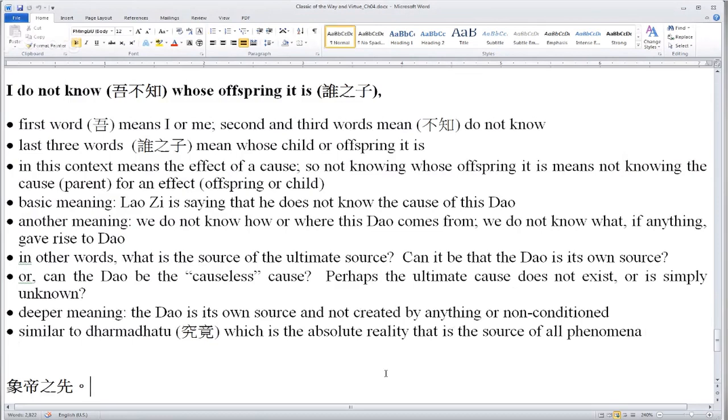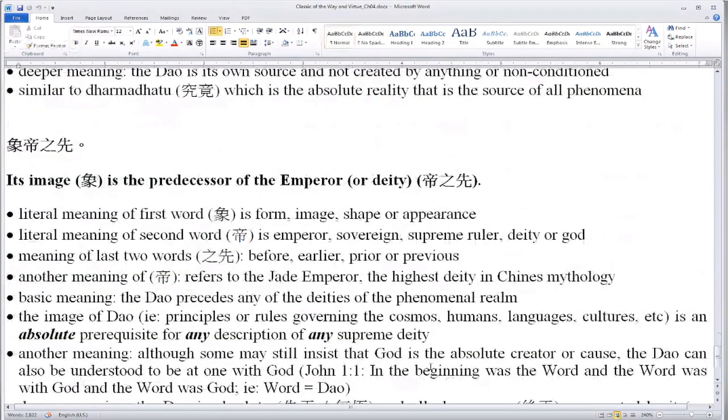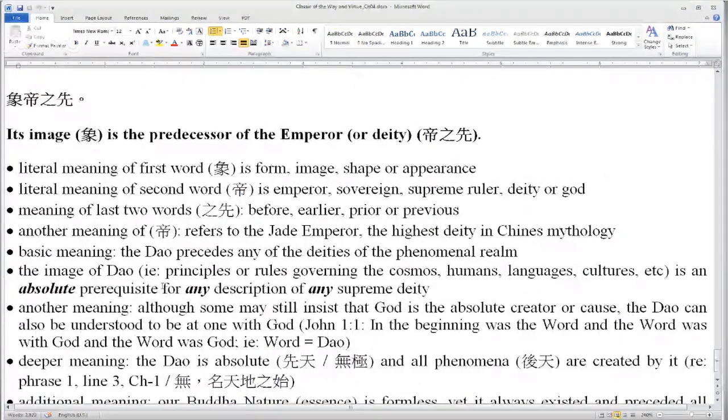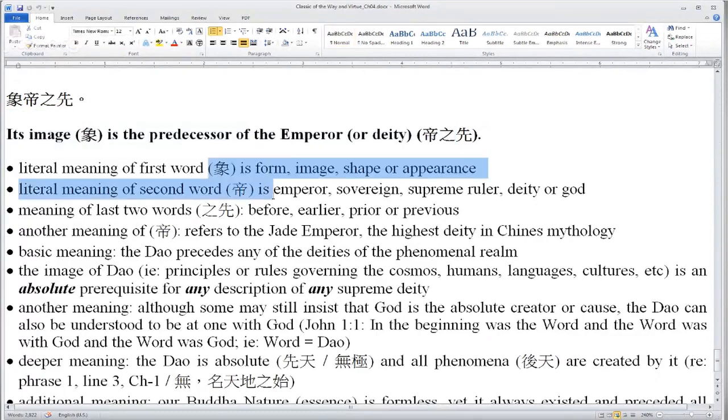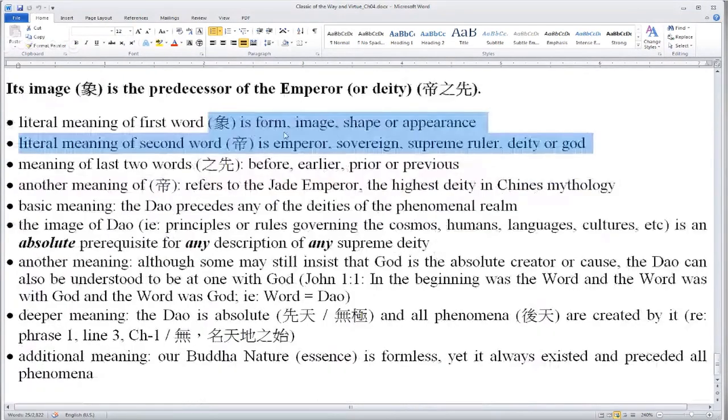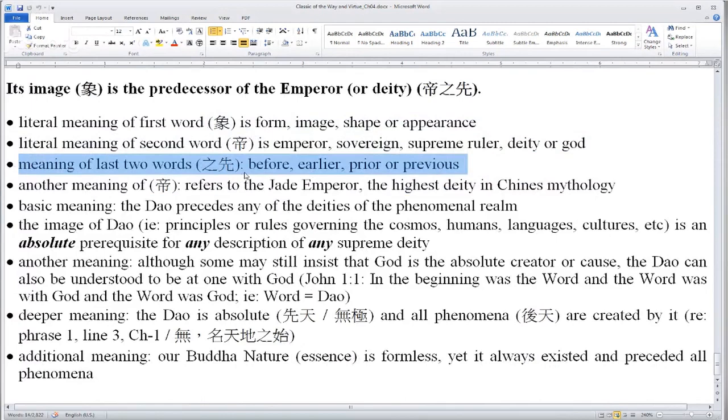Let's go down to the last phrase: 上帝之先. The basic translation comes like this. Di appears to mean the predecessor of the emperor or deity. That's the literal definition. Shang is like an image, shape, or appearance. Zhixian means prior, previously.